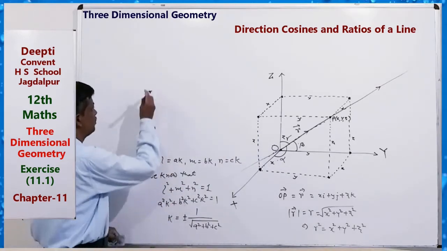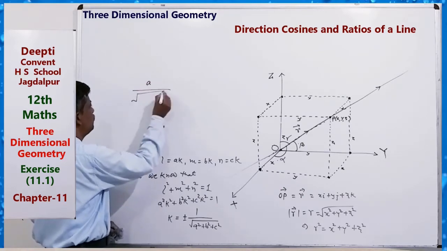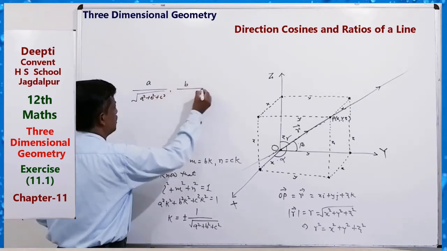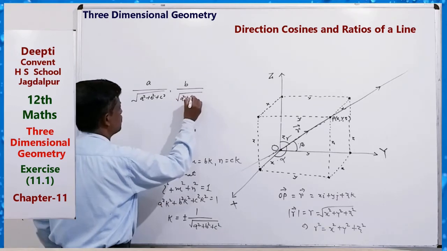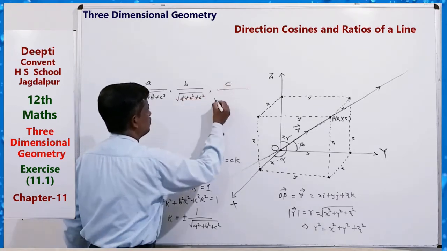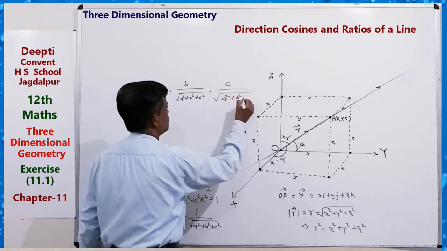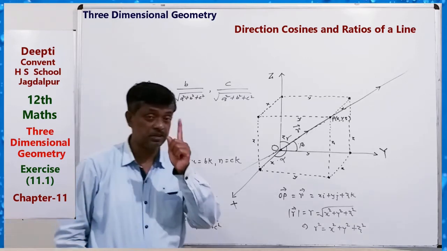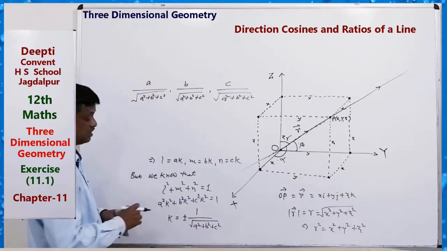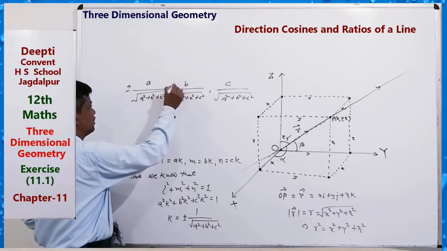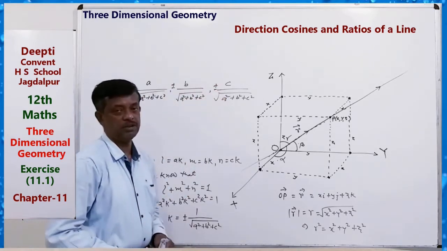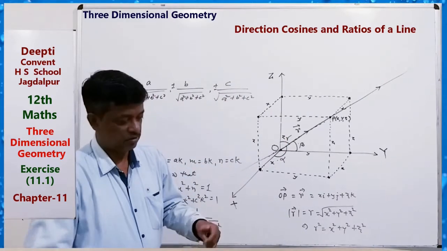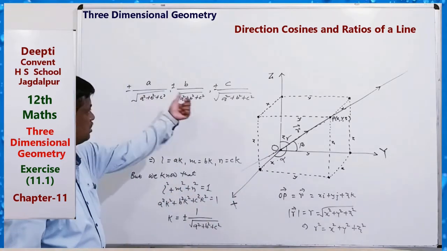AK means A into K: A upon root of A square plus B square plus C square, B upon root of A square plus B square plus C square, C upon root of A square plus B square plus C square. These are the elements, but in terms of direction ratios. So if we know direction ratios, then we can write direction cosines like this. Also take plus minus sign here. Maybe plus sign, maybe minus sign, because there are two directions, and opposite directions have opposite signs. That's why we are taking it like this.